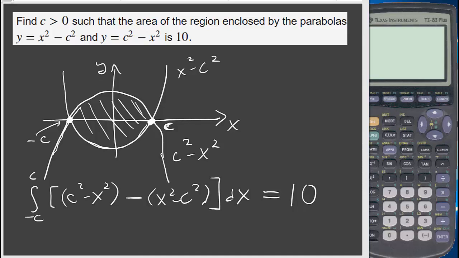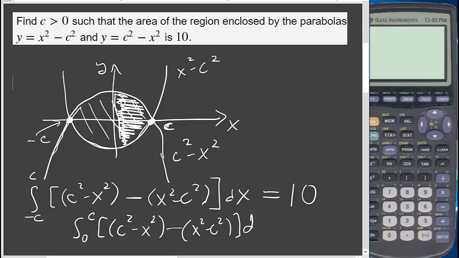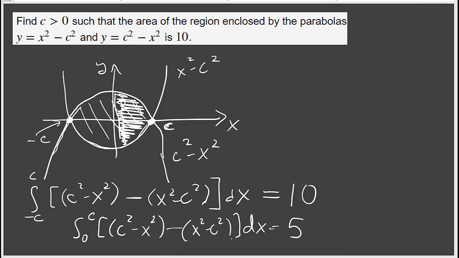Now we can make this a little bit simpler if we recognize that the region is symmetric about the y-axis. So what we can do is integrate from 0 to c, and that result should equal 5 by symmetry. So from 0 to c, c squared minus x squared minus the quantity x squared minus c squared should equal 5. And that will be a little bit more simple to calculate. So now let's go ahead and work out this integral here, remembering that c squared is just a constant.